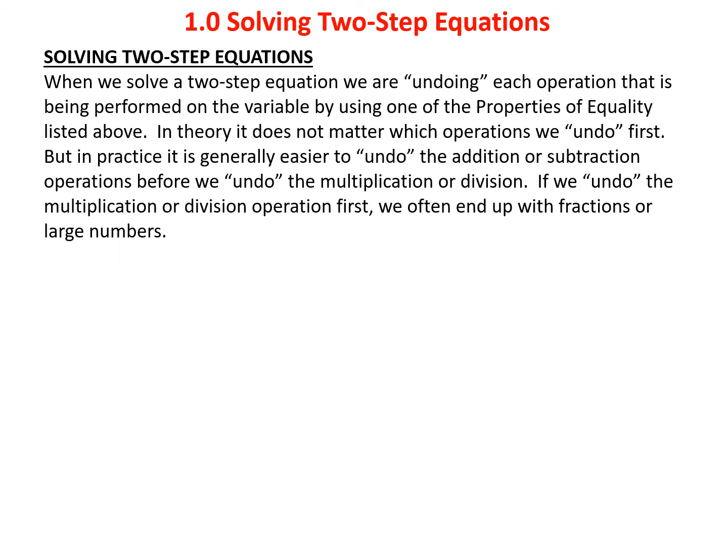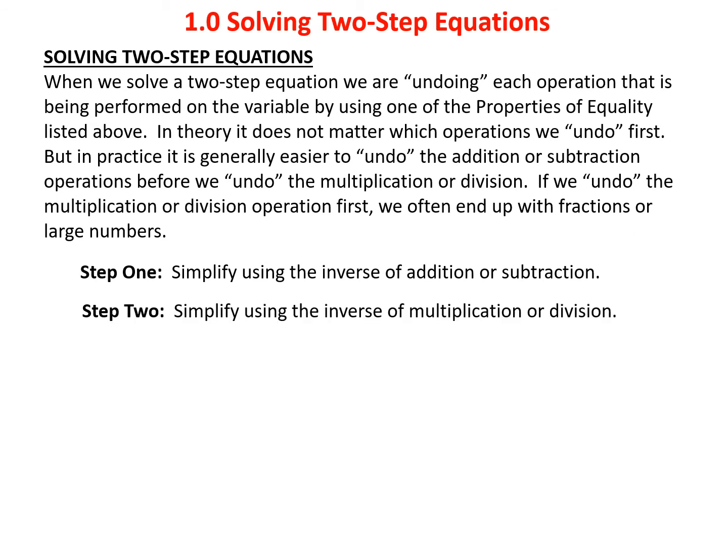Kind of like the Waldo illustration. It's easier to get the people off the street first before you worry about the people in the house. If we undo multiplication or division first, we often end up with fractions and sometimes with large numbers. So usually it's a good idea to simplify using the inverse of addition or subtraction first. And then step 2, use the inverse of multiplication or division to undo that as well.